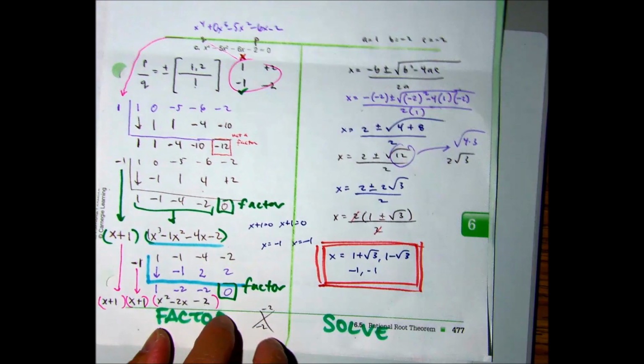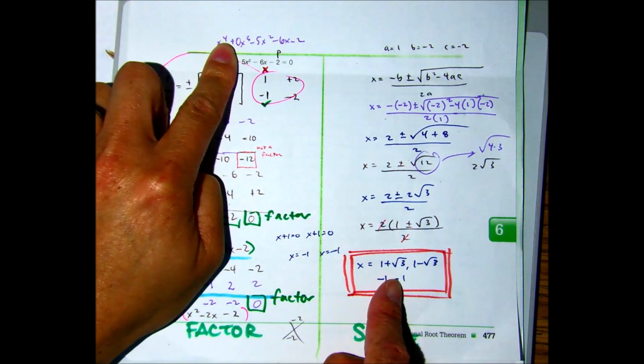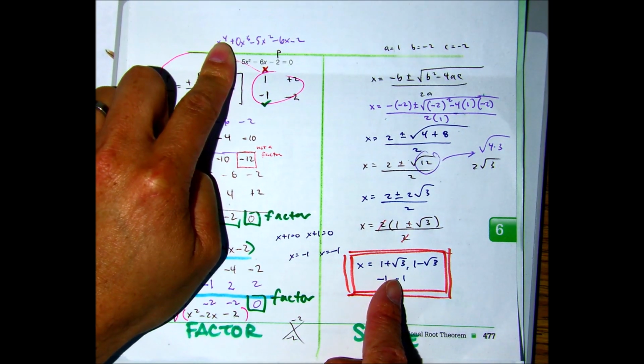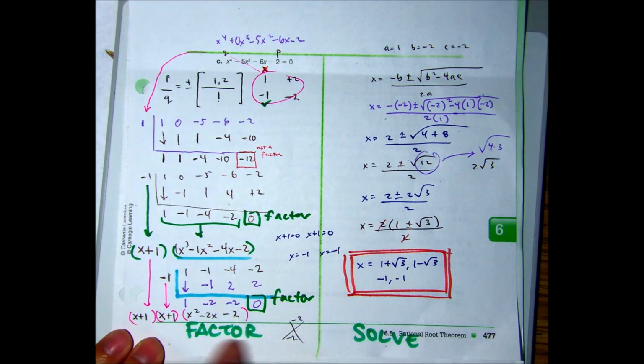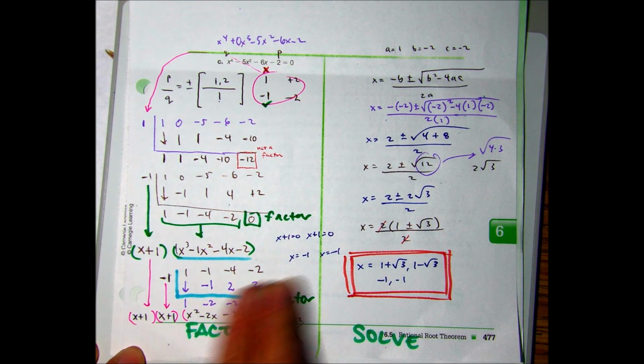I know that there are 4 because the highest degree tells you the max number of x-intercepts. In this problem for the quadratic, it was not factorable, so you had to use the quadratic formula. And then the 2 linear factors you could just set equal to 0 and solve.